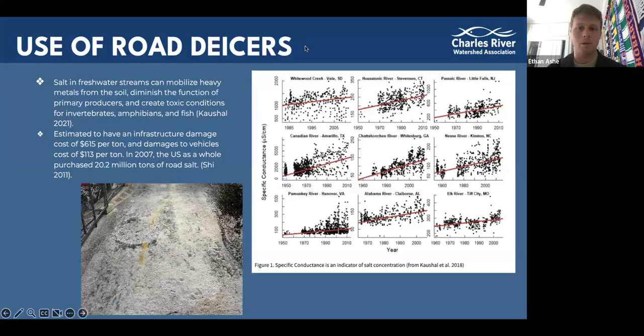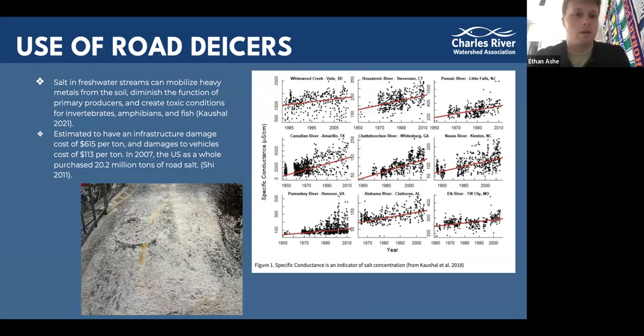So the issue that we're primarily focusing on is the salinization of the Charles River and its tributaries. The graph you can see on the right shows that across the nation, conductivity is increasing, which is a measure of water's ability to pass an electrical current. It increases with the amount of dissolved ions, such as salts, that are in the water.